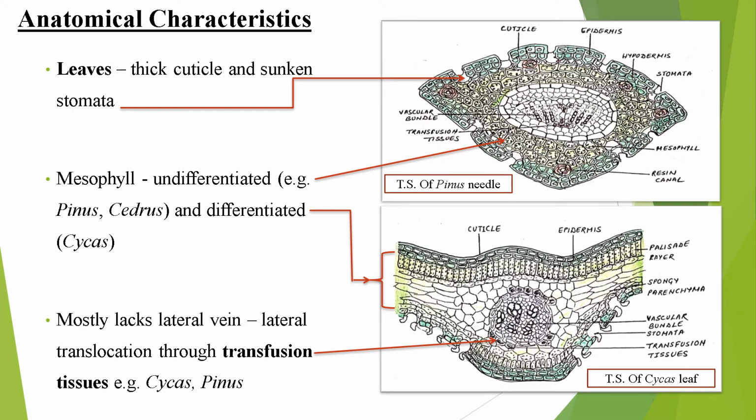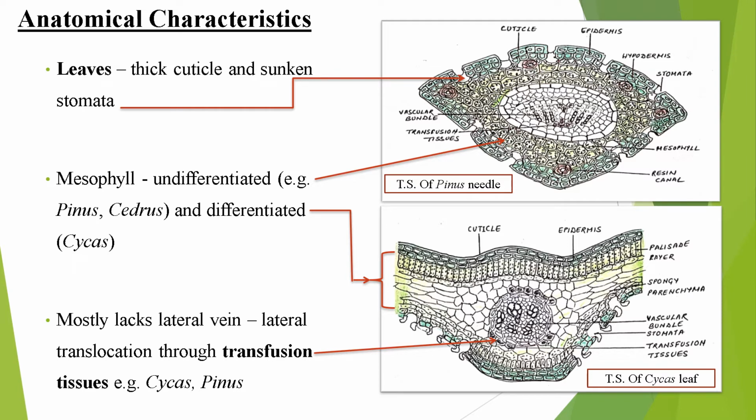In this slide you can see the picture of TS of Pinus needle and TS of Cycas leaf. Through this picture it is clear that leaves are with thick cuticle and sunken stomata. These are the features of xerophytic adaptations.